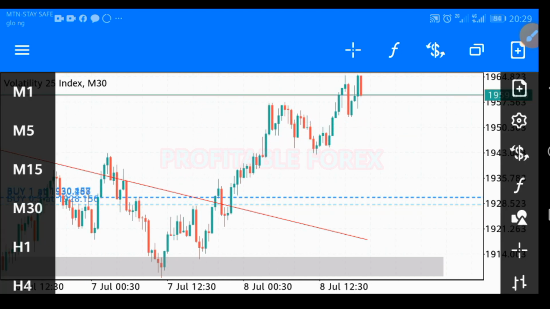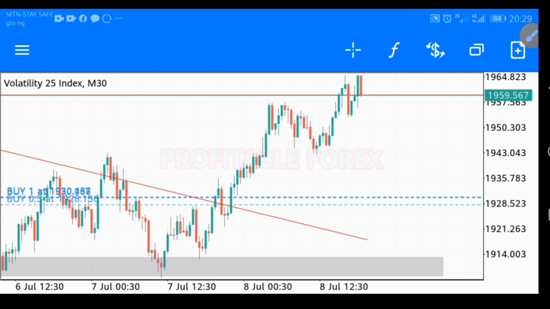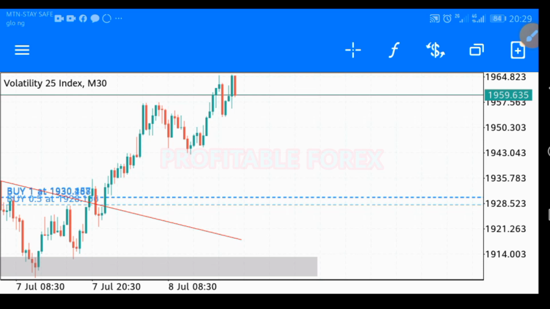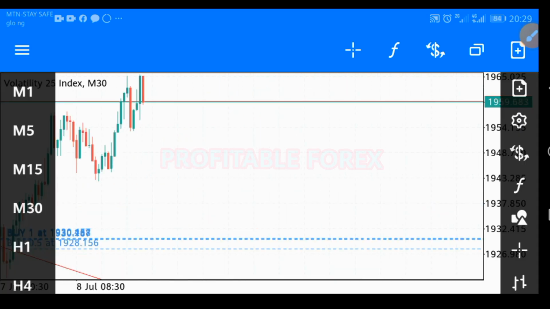Do not miss out. Okay, so this is how to make decisions, take your analysis based on price action and not dependent on indicators, and you are going to make massive profit, guys.